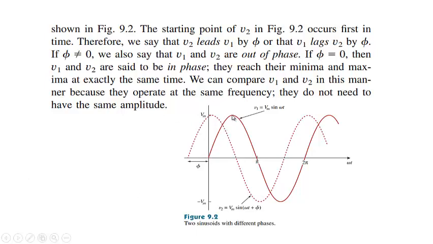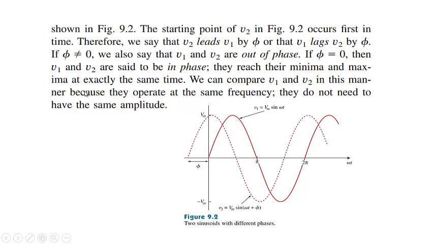This is V1. It lags V2 by phi. So I can say that the sinusoids which are on the right side are lagging, and the sinusoids which are on the left side are leading. You can see it from here. V2 is on the left side of this, so it is leading, or we can say V1 is to the right of this, so it is lagging V2.